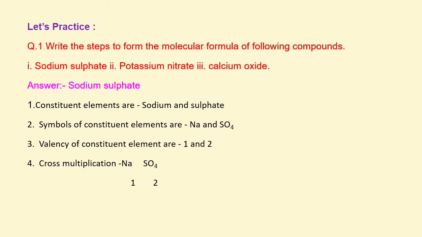With the help of cross multiplication, we can write down NaSO4 and their valency 1 and 2. The molecular formula of sodium sulfate is Na2SO4.